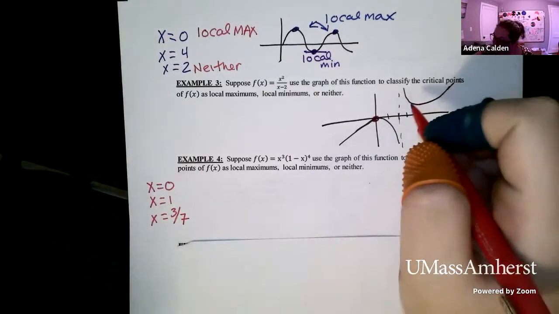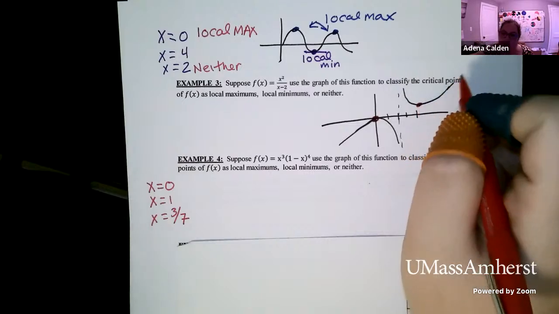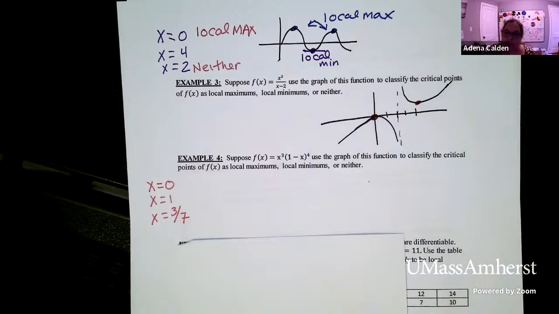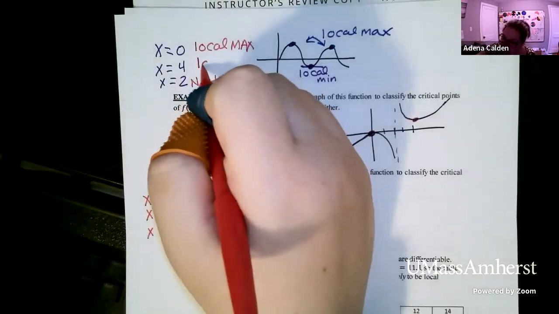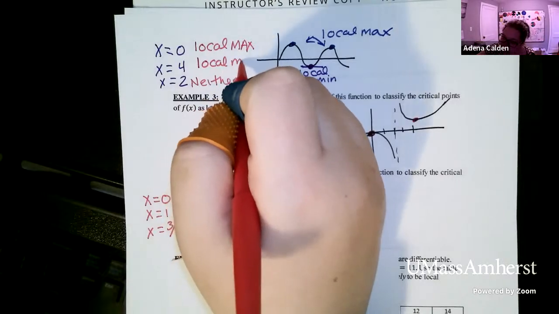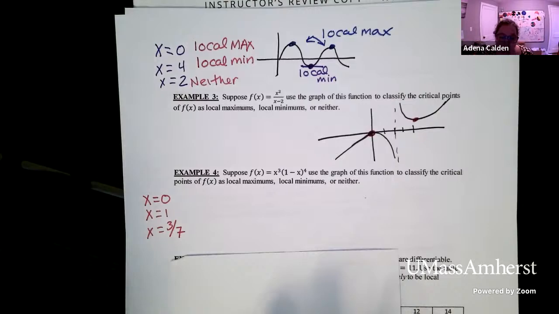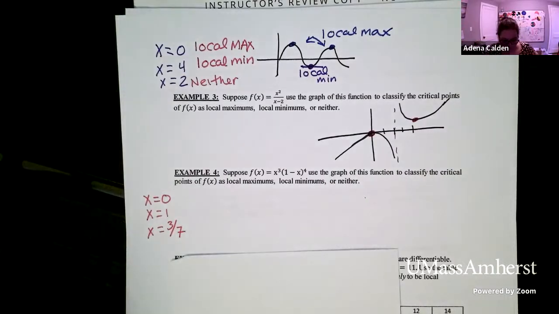And then at 4, this graph comes down, and then it turns around and starts going back up. So if we go from decreasing to increasing, that makes the point at 4 a local min. Okay. So again, we're trying to use the picture to help us understand what's happening at these critical points.